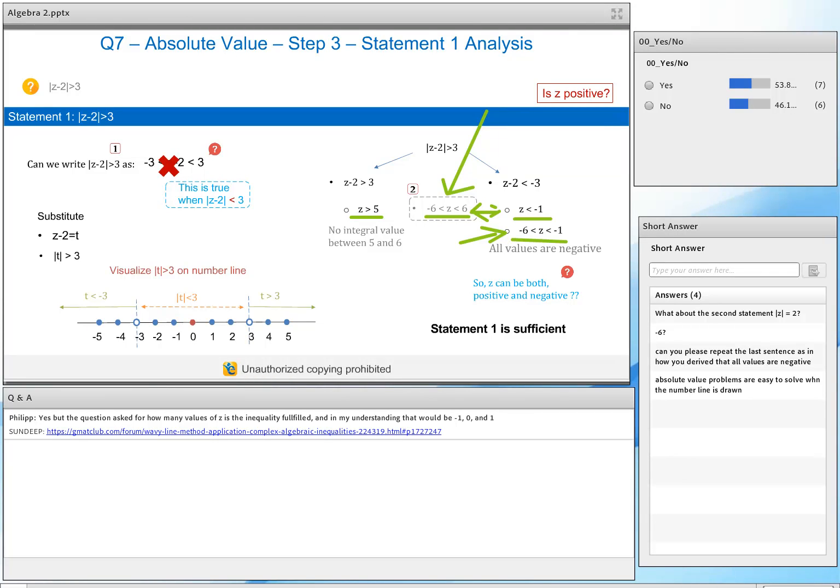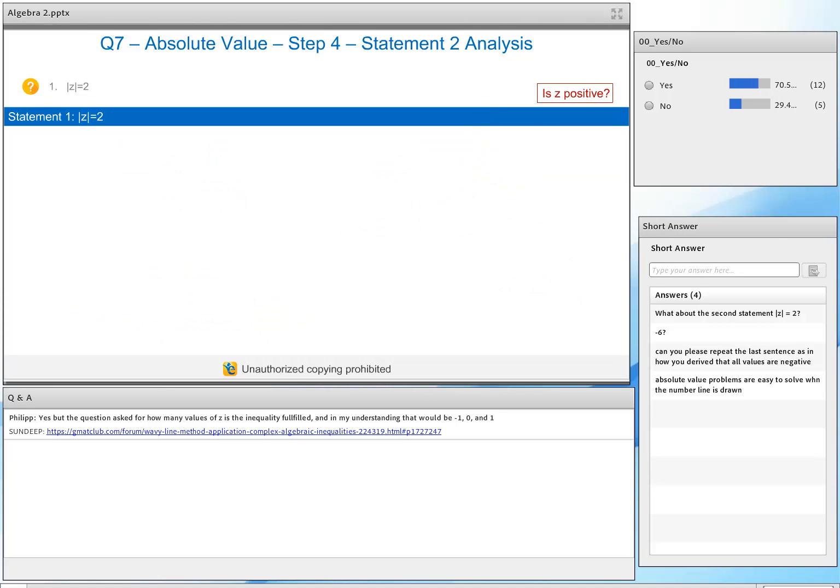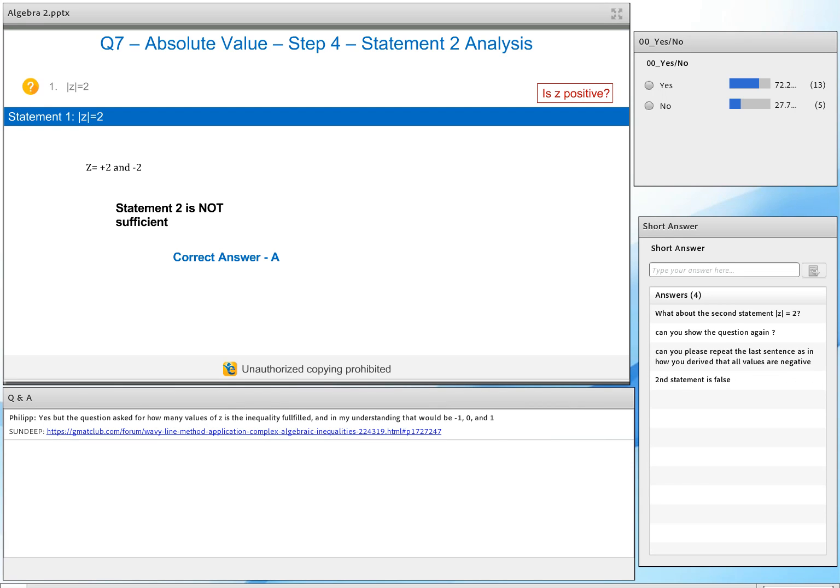Okay, we are going to go into the second statement. But is this point clear? I want you guys to be sure about where it is that you're faltering in DS questions. Let's now take a look at mod of Z is equal to 2. Now, what does this lead to? This leads to Z being either plus 2 or minus 2, which means you don't know if Z is positive or negative, which means that statement 2 is not sufficient. Which means that the correct answer is choice A.